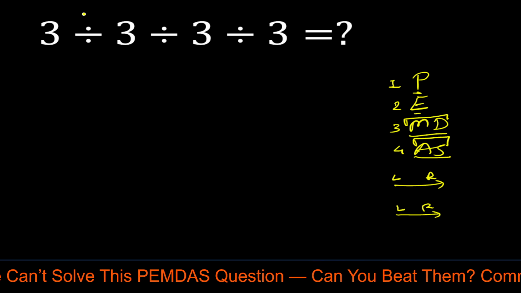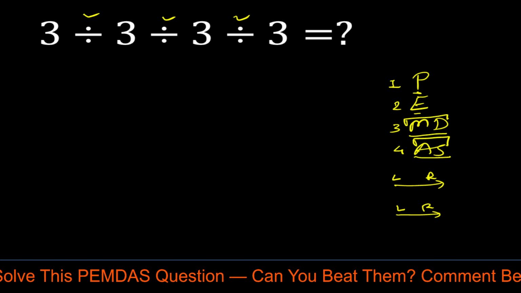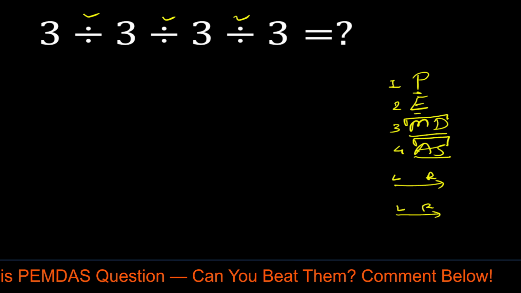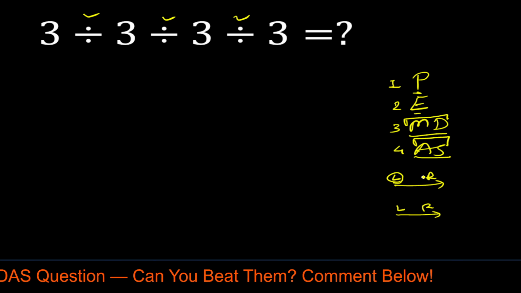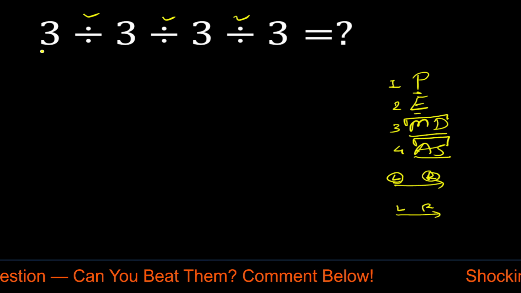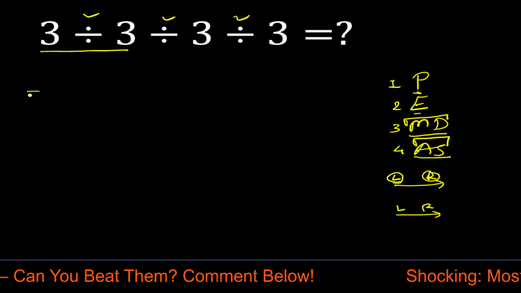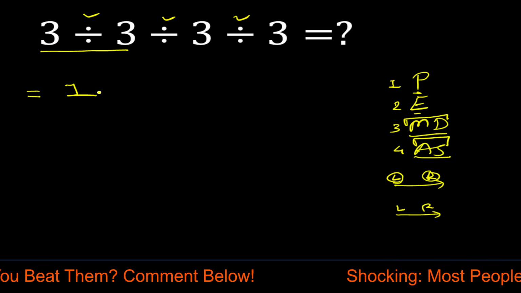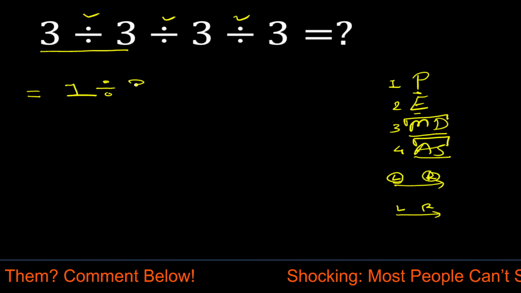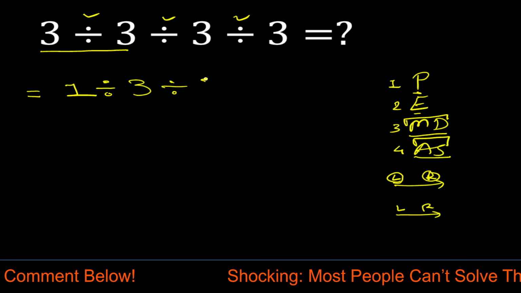So in this question, here we have division, and here division, and all have equal priority, so we have to solve it from left to right. So first we have to solve this division, right? So 3 divided by 3 is equal to 1, divided by 3, divided by 3.